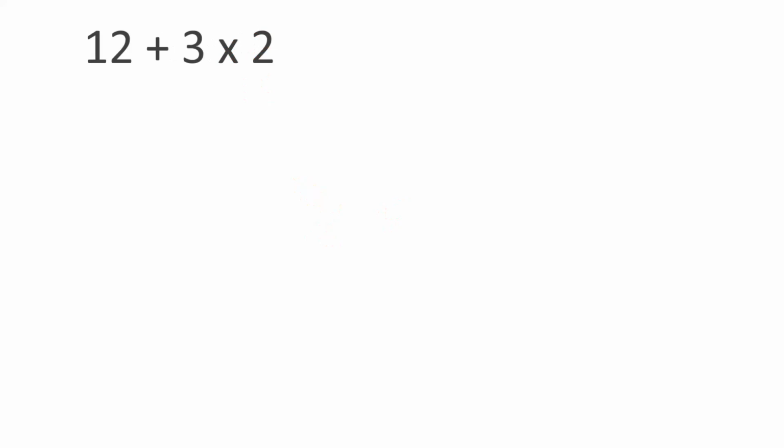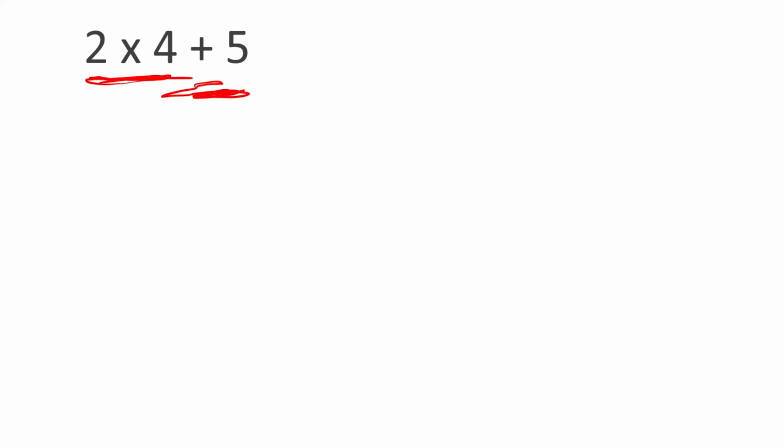12 plus 3 times 2. We're doing our multiplication before our addition. So that 3 times 2, we could replace with the number 6. We now have 12 plus 6, and I think we can all agree that that will be 18. 2 times 4 plus 5. Well, we're doing our multiplication first, so 2 times 4 is 8, and then we can do our addition. 8 plus another 5 will give us the answer of 13.